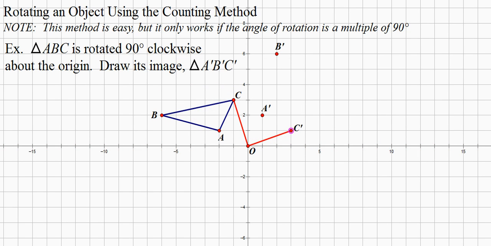Okay, so I've got my 3 points. Now all I have to do is connect A prime, B prime, and C prime, and I will have completed the rotation. So the rotated triangle looks like this. It's always a good idea to do the eyeball test to make sure it works. The 2 triangles should be congruent to each other, which they are. It's just that this has been turned. I can see that they have the same shape and size, so this is a successful rotation.